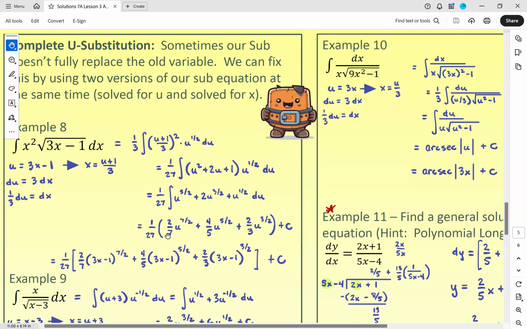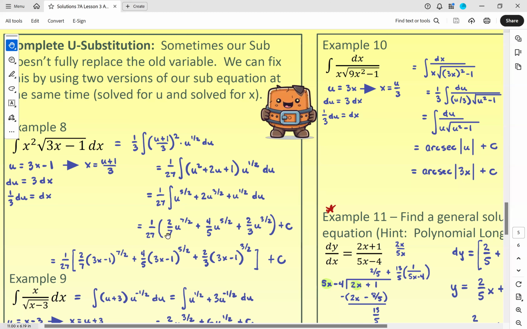Okay. The very last step of work, as usual, is to undo your original substitution, get rid of the u's. I get an answer that's pretty crazy looking. You do not need to simplify this or anything like that. You can leave it exactly as we have it here. Don't forget the plus c.